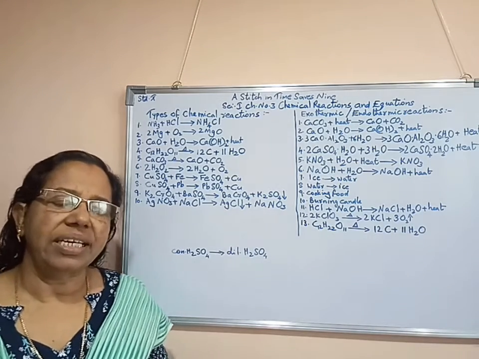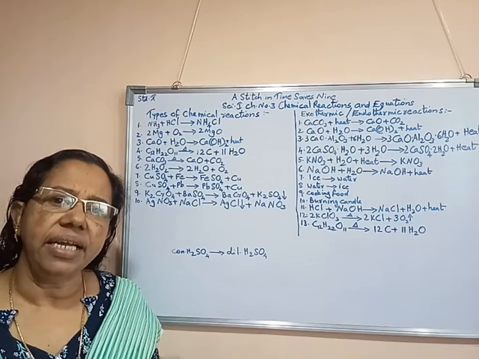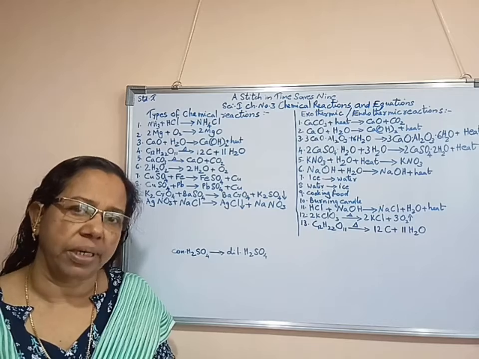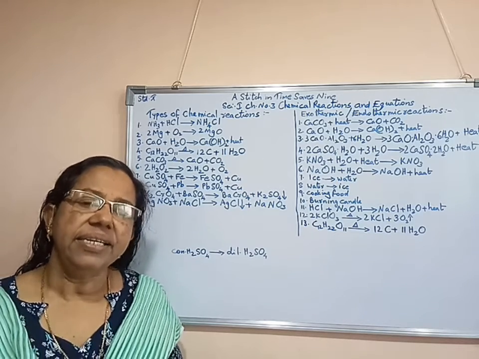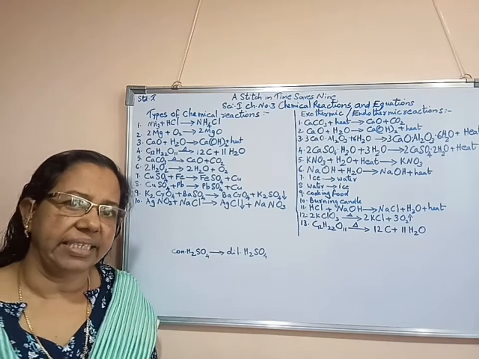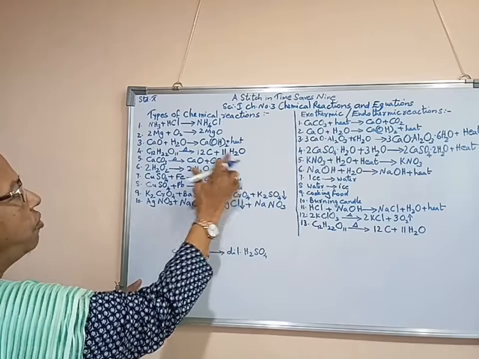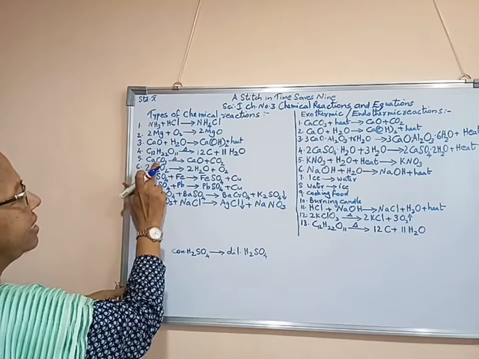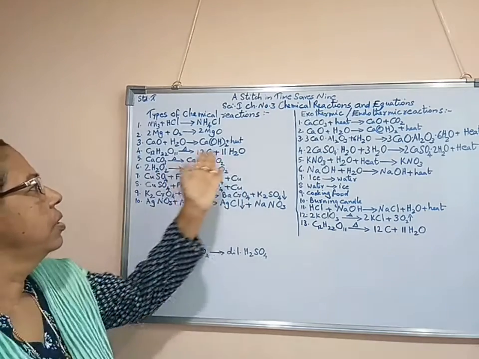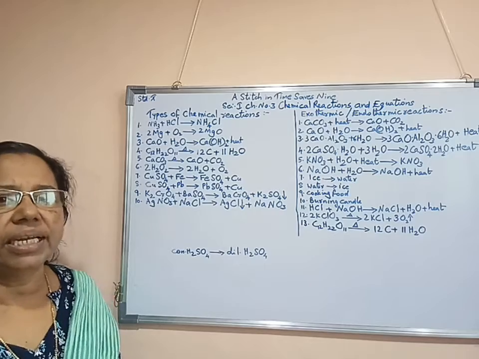Now we will study what is meant by decomposition reaction. Decomposition reaction is a reaction in which 2 or more products are formed from a single reactant. Then we can say that it is an example of decomposition reaction. 2 or more than 2 products are formed from a single reactant. Then it is known as decomposition reaction.